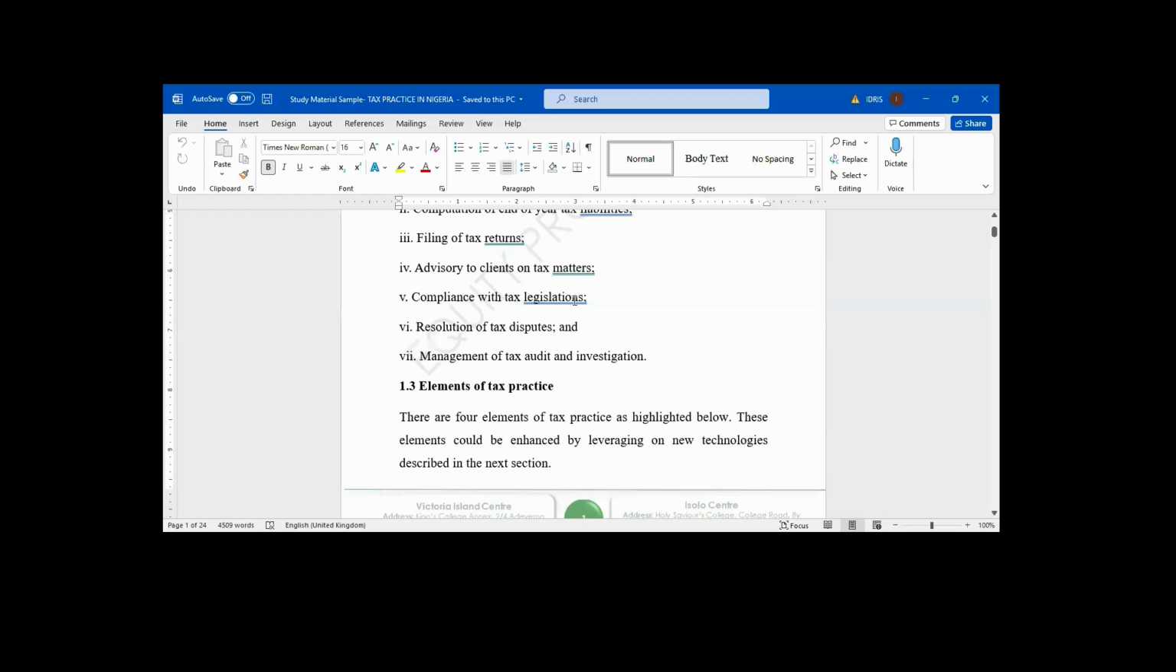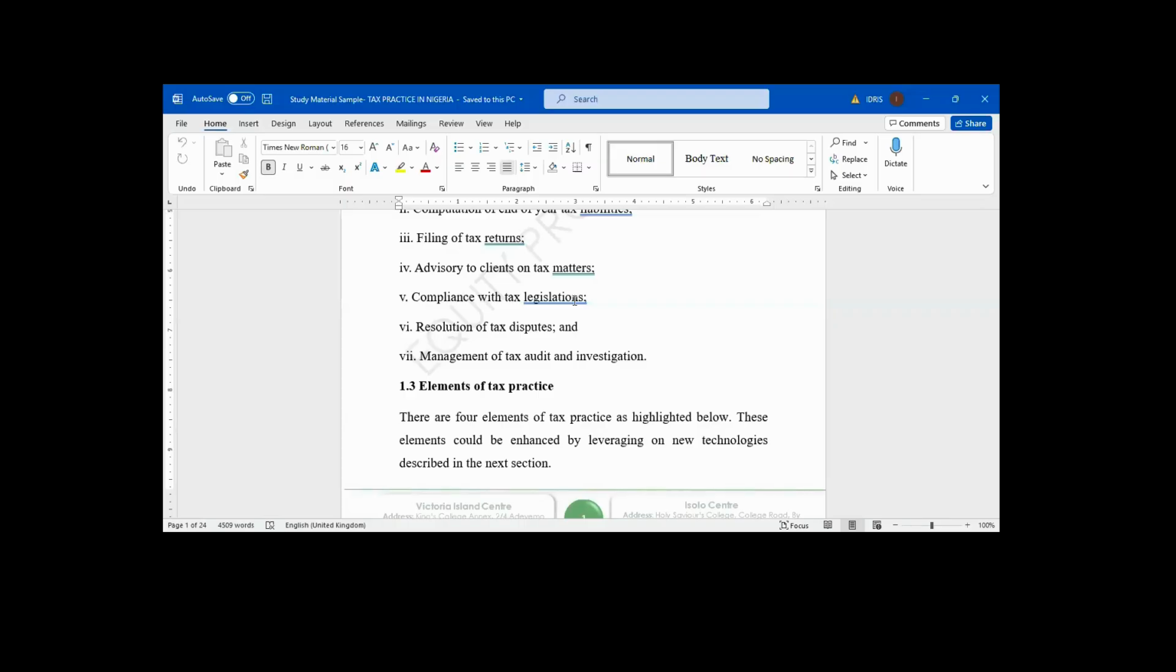You may be asked, what are the roles of a tax practice firm, or what are the roles of a tax consultant or tax practitioner? We have listed all the roles. The next thing we need to look at is this: the roles that we mentioned earlier can be divided into 4 elements. The 4 elements are called the elements of tax practice.